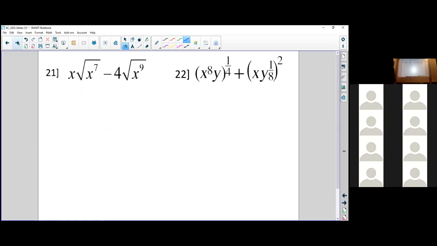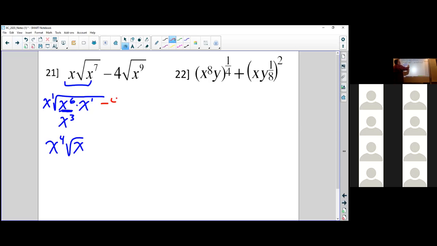So when we get to these, we need to start thinking about how we can start breaking them down. So I'm going to take this as a part. I have x, and then I know I have x to the 6th times x to the 1st. Do you agree that x to the 6th and x to the 1st is x to the 7th? If so, that means the square root of this is x to the 3rd. So outside, I'm going to have x to the 4th times root x minus 4.